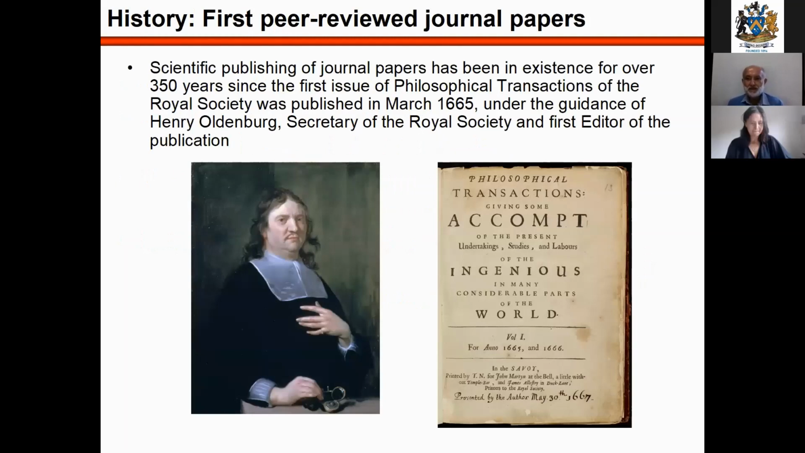Peer-reviewed journal papers have been around quite a long time, actually. Scientific publishing of these papers has been in existence for over 350 years, since the first issue of the Philosophical Transactions of the Royal Society was published back in March 1665, under the guidance of Henry Oldenburg, who was the secretary of the Royal Society and first editor of the publication.